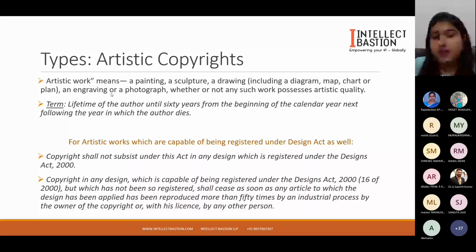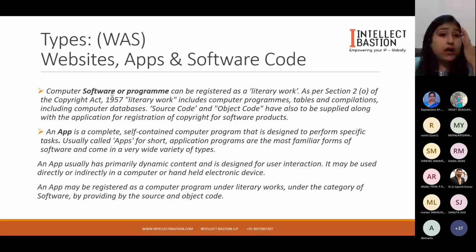So next, there is a big confusion in the market that how to protect websites, how to protect apps, how to protect software codes, under which IP they come. Some people think it can be protected as a patent. Some people think it can be protected as a design. Some people think it can be protected as a copyright only. So definitely in terms of softwares, it's a big confusion.